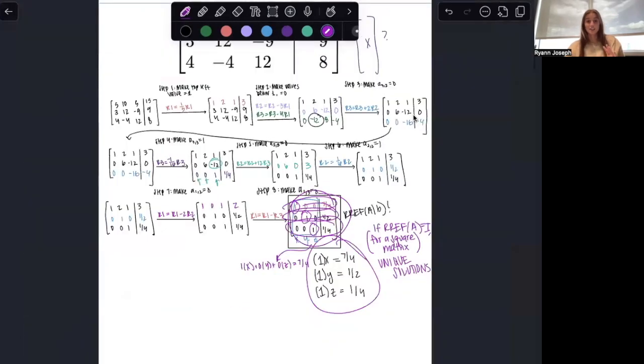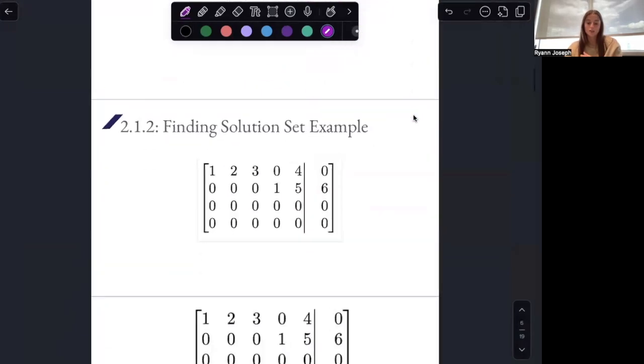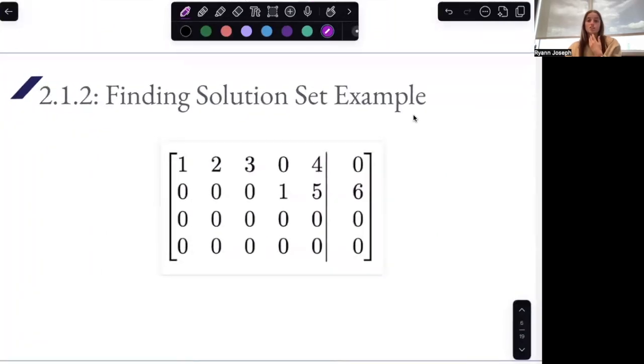That was a lot to discuss for one problem, but that's how we solve for the reduced row echelon form of a matrix. Now, this one was a unique solution. Let's talk about finding a solution set for Ax equals b where it's not a unique solution. Looking at this matrix, I can tell that it's not a unique solution because we don't have a one-to-one correspondence between pivot variables and their solutions.